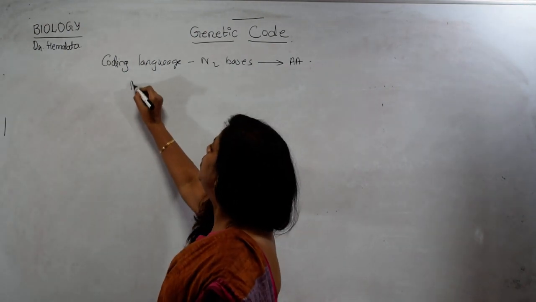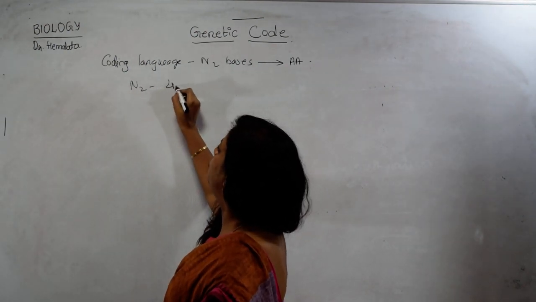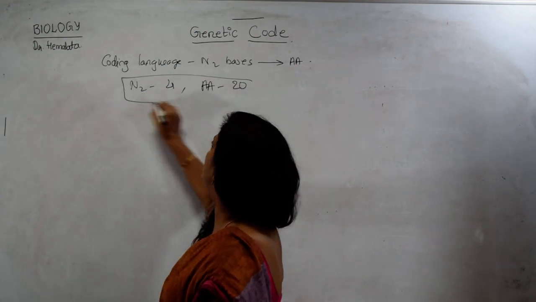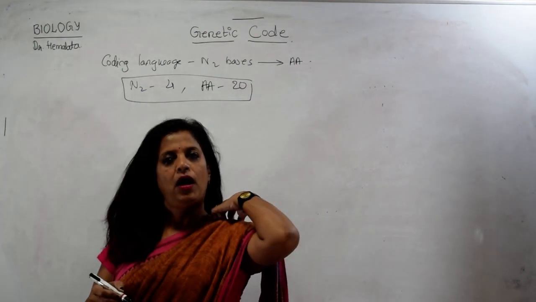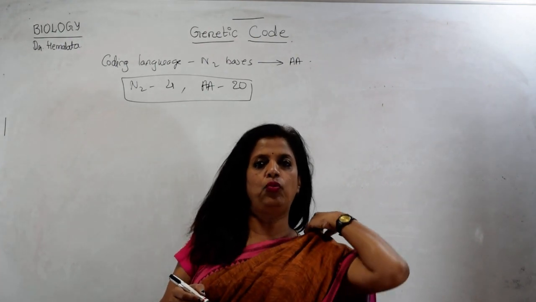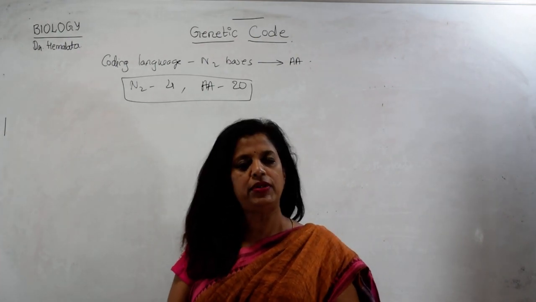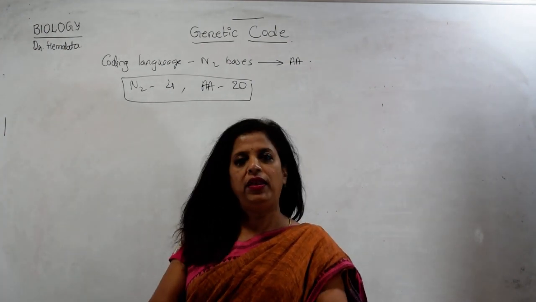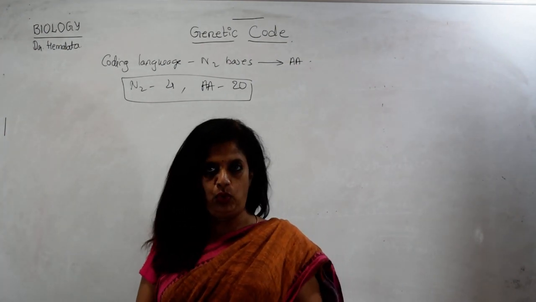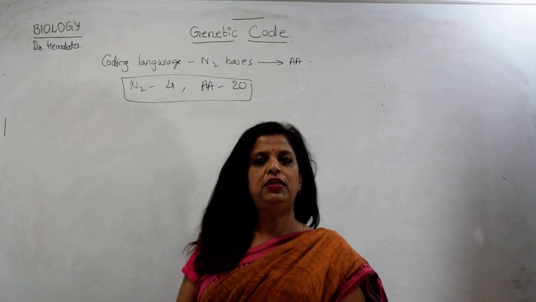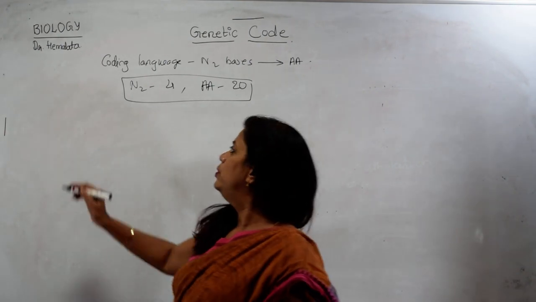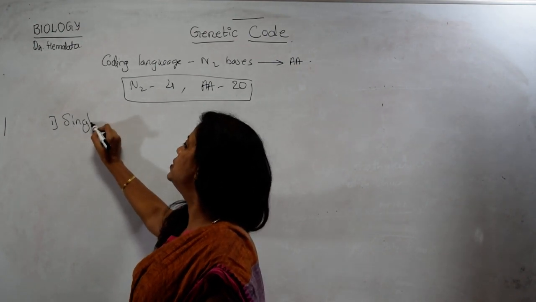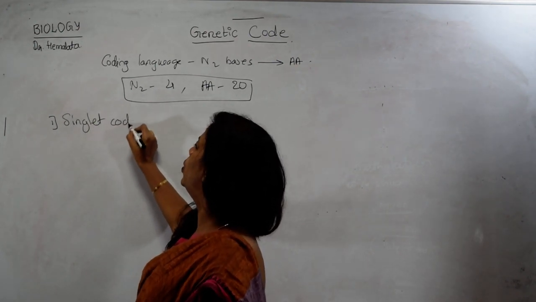So nitrogen bases we have are totally 4. Amino acids to be produced are 20. This is the target, right? Among 4 nitrogen bases, in what combinations can 20 amino acids be formed? In the beginning, when there was no clue about this, scientists thought that it may be a singlet coding language, singlet codon.